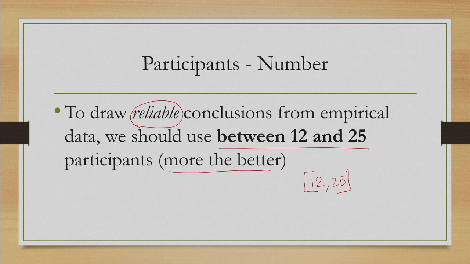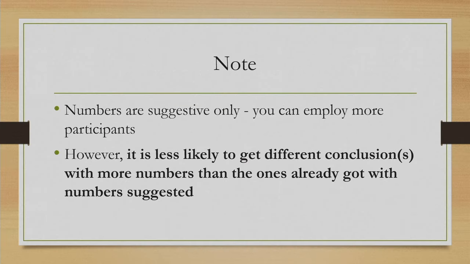So, that is what literature tells us, that with 5 participants, we may carry out a pilot study for initial indicative conclusions, and we may carry out a more rigorous empirical study with between 12 to 25 participants. The more the better, that means closer to 25 is probably a good number. One thing you should note here is that these numbers are suggestive only.